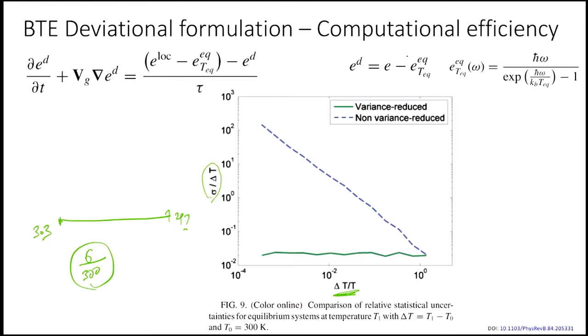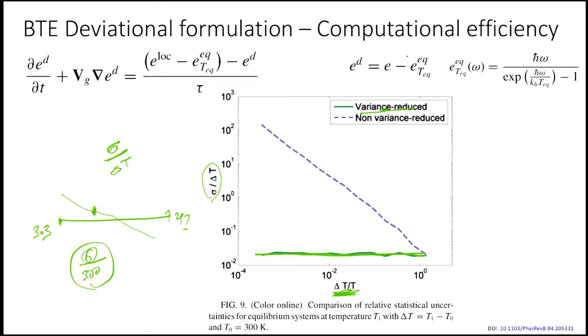So whatever solution we are predicting, let's say our solution comes out as some linear curve. So let's say the solution at this point, what it should be like. What is the uncertainty in this solution? That sigma, the uncertainty, is divided by whatever the delta T was. So if you look at the variance reduced formulation, this curve remains roughly flat.